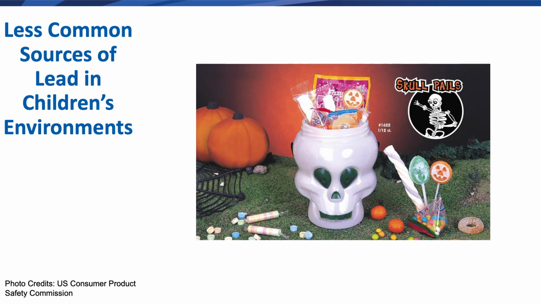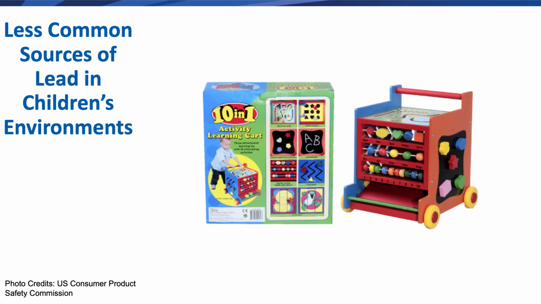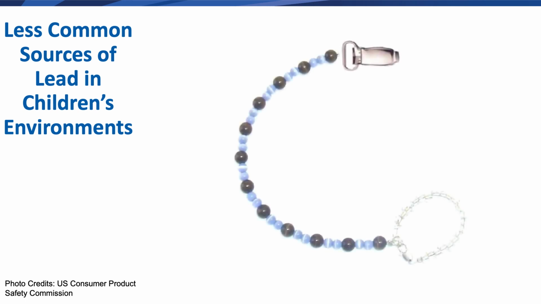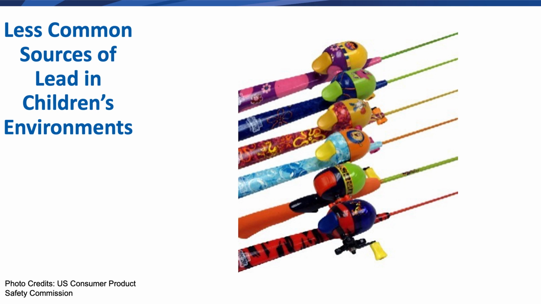Halloween decorations, plastic skull, and candy. Also in that year, a wooden pull-along alphabet and math pull toy was recalled. Surface paints on the toy contained excessive amounts of lead. Wooden pull toy with alphabet and numbers. This baby bracelet or pacifier clip was recalled in 2010. At least one report of a 10-month-old child who was treated for elevated lead levels was recorded by a physician. Baby pacifier clip.